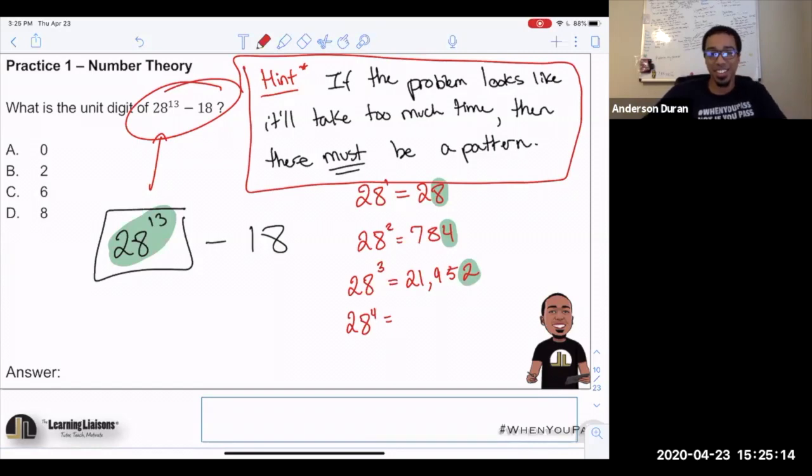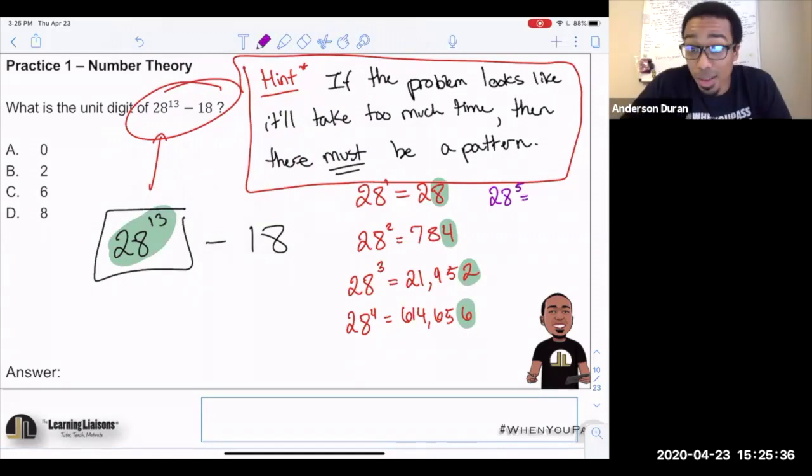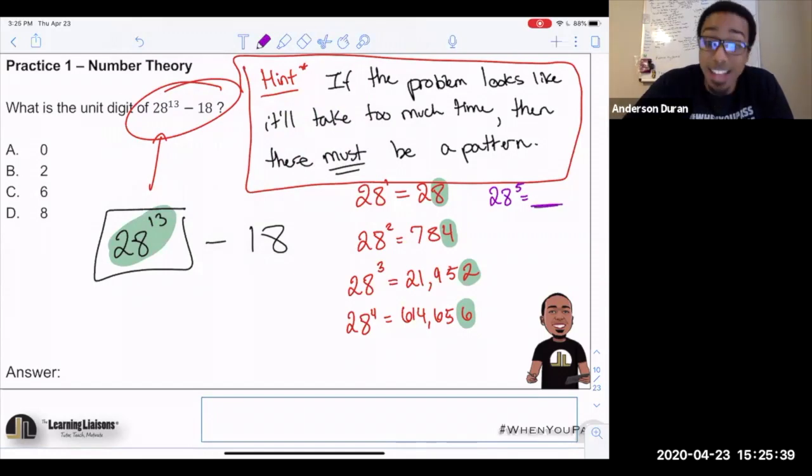I know a lot of us are like, oh my God, this is huge. You're up 614,656. Right. So boom, now we have 6. Still no pattern. Oh my gosh, right? No worries, guys. What's 28 to the power of 5? Multiply by another 28. What do we get? Whoo, that's a big number, right? I don't care about the actual number. I just care about the unit digit, which is an 8.